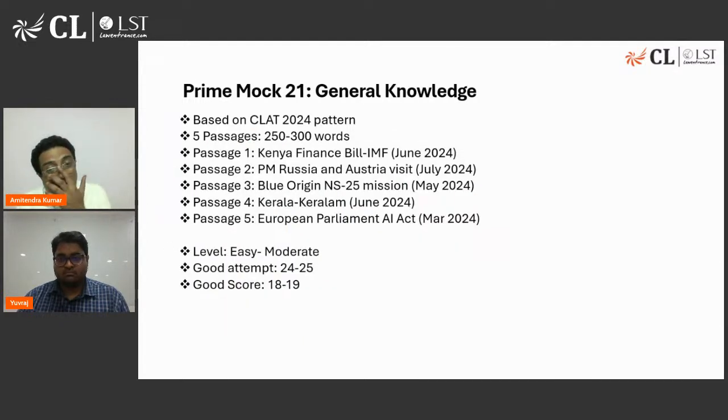Let's talk about GK. GK was definitely a mix, quite a diverse mix, and the topics picked up were really good, I would say. It's the 2024 pattern, 5 passages, 250 to 301. The first passage was the Kenya Finance Bill, backed by the IMF obviously, a story published in The Hindu on 29th of June. Then the Prime Minister's Russia and Austria visit in early July.